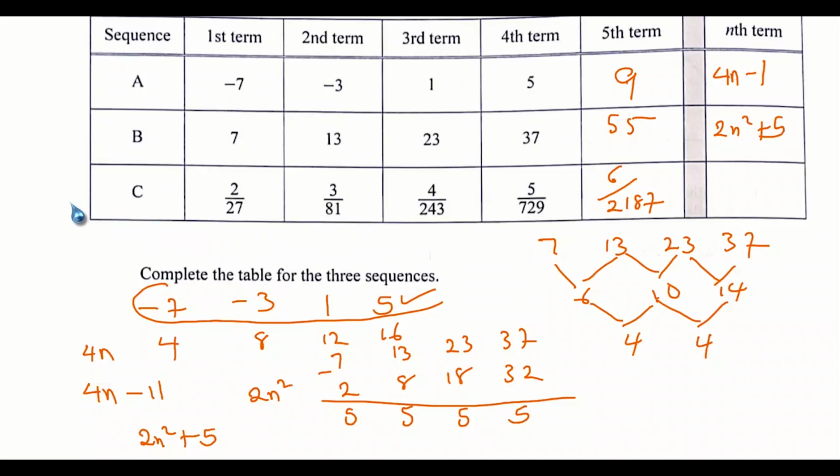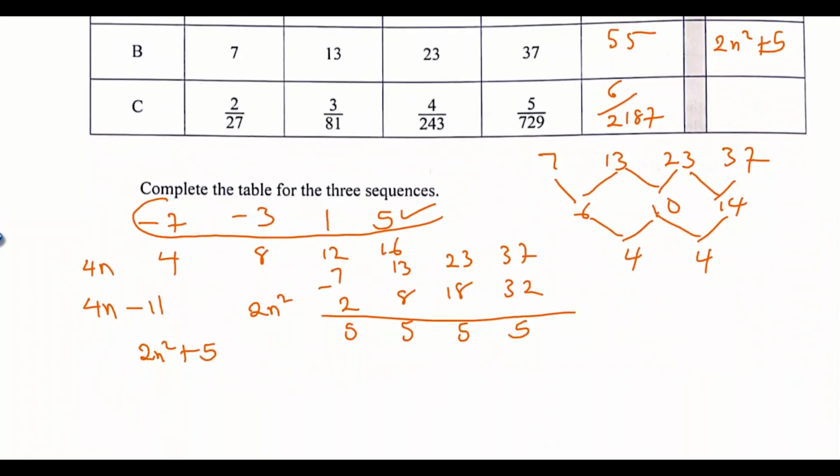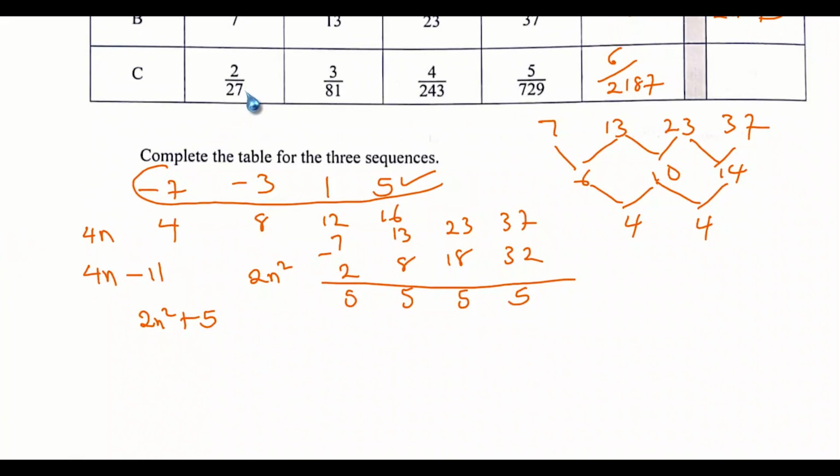So the nth term of sequence C, let's scroll down a little bit. If you observe very well, the denominator is a power of 3. So we can rewrite it in the form of base 3. So 2 over 27, 27 is 3 to the power of 3. Then 3 over 81 is 3 to the power of 4. 4 over 243 is 3 to the power of 5. Then 5 over 729 is 3 to the power of 6, and so on and so forth.